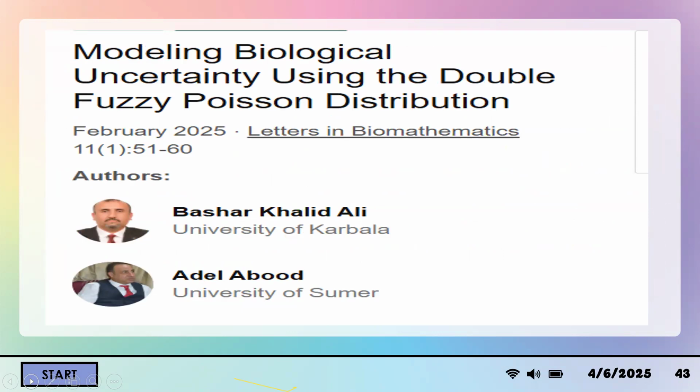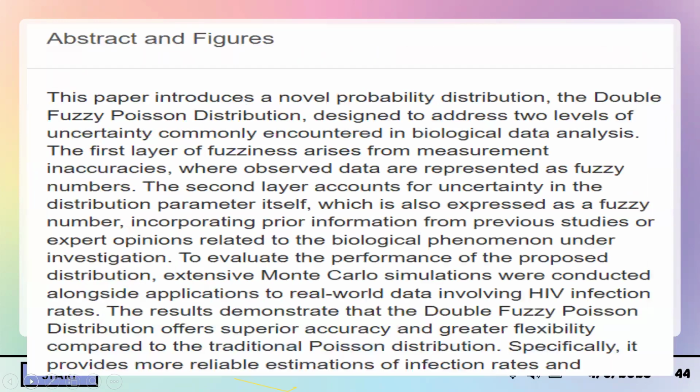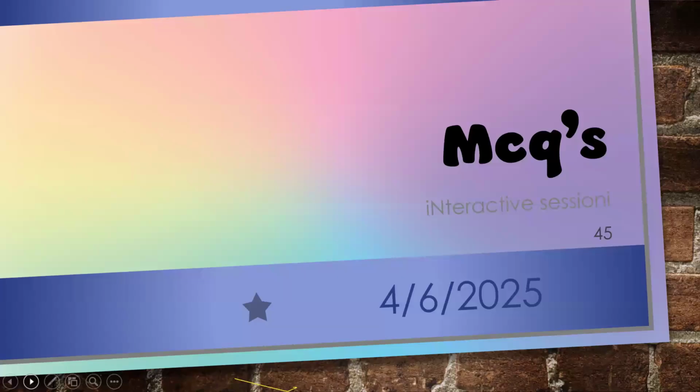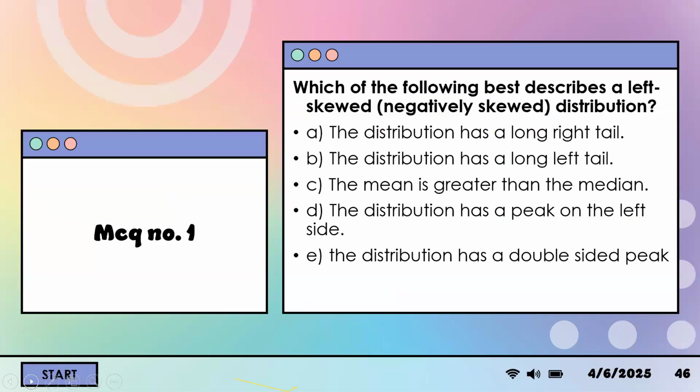Modeling biological uncertainty using the double fuzzy Poisson distribution. It is another paper. The abstract says this paper introduces a novel probability distribution, the double fuzzy Poisson distribution, designed to address two levels. So coming on to the MCQ session, MCQ number 1 says which of the following best describes the skewed or negatively skewed distribution.